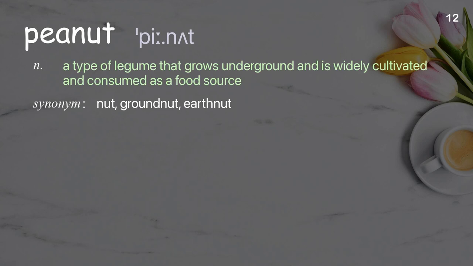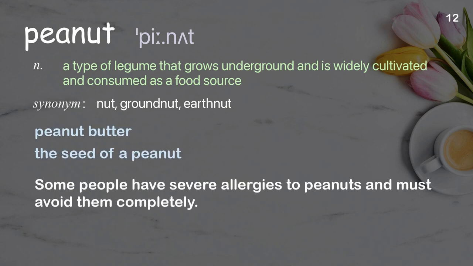Peanut. A type of legume that grows underground and is widely cultivated and consumed as a food source. Examples: peanut butter. The seed of a peanut. Some people have severe allergies to peanuts and must avoid them completely.